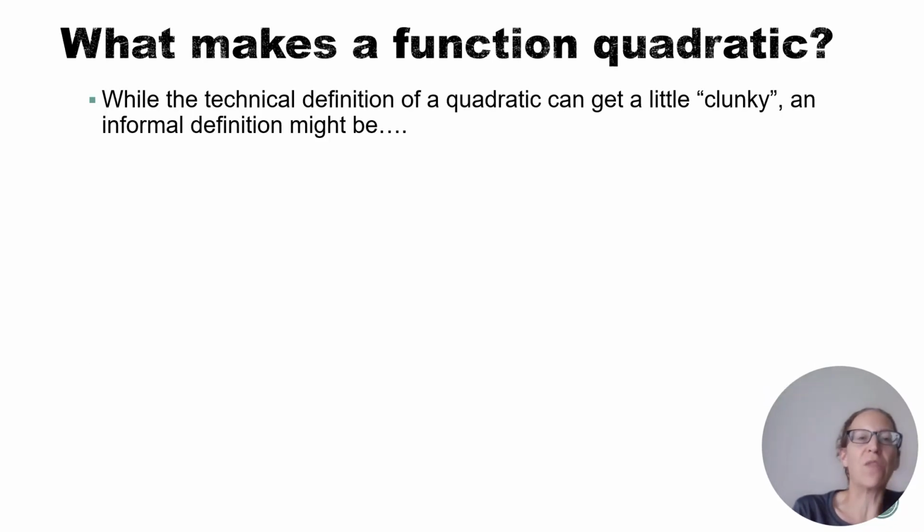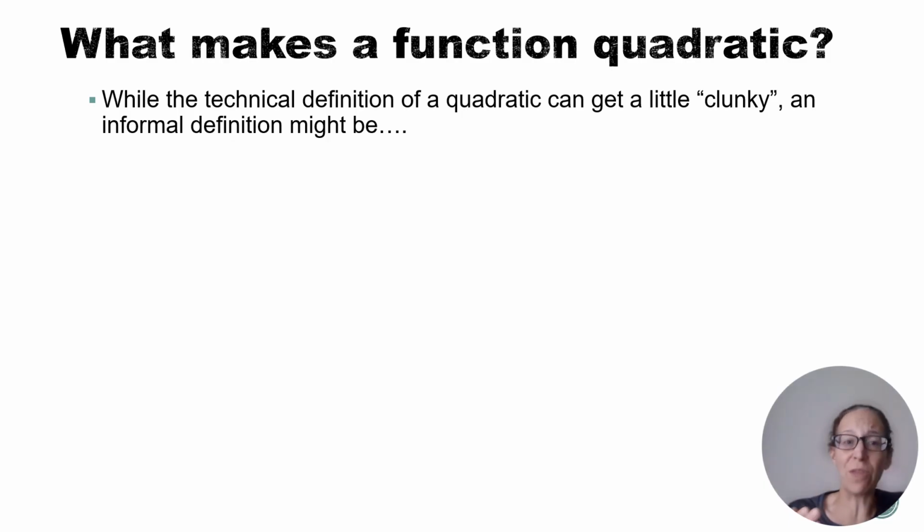So we want to start with what makes a function quadratic. Now, the technical definition of a quadratic is what I call "clunky." It gets kind of tangled up in other vocabulary. So we could say it is a polynomial of degree 2. But then that raises the question, what is a polynomial? Well, a polynomial is an expression, and we start going down this rabbit hole of definitions, and really we don't need to do that.